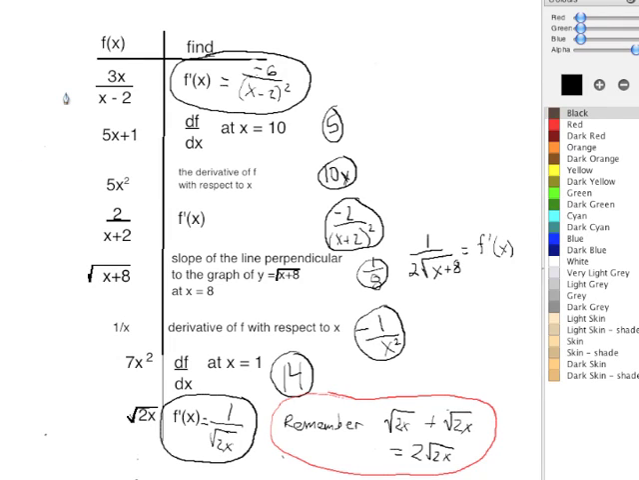Okay, fives, here are the answers to the homework. If f of x is 3x over x minus 2, f prime of x is negative 6 over (x minus 2) squared. So this negative sign is the one that some of you may have missed, and there's just no excuse for that. Okay, and where would it come from?